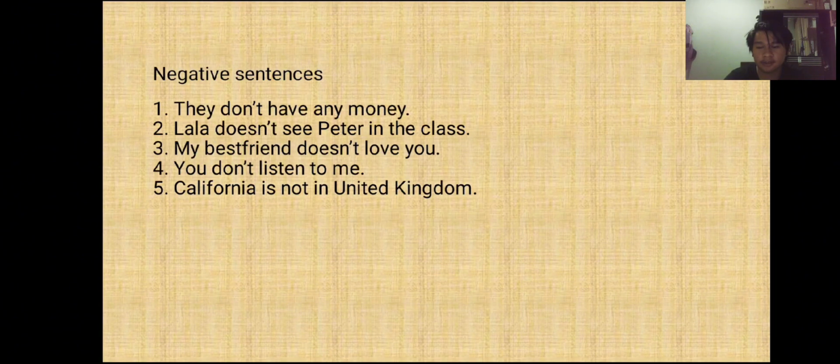Negative sentence. Number 1, they do not have any money. Number 2, Lala does not see Peter in the class. Number 3, my boyfriend does not love you. Number 4, you do not listen to me. Number 5, California is not in the United Kingdom.